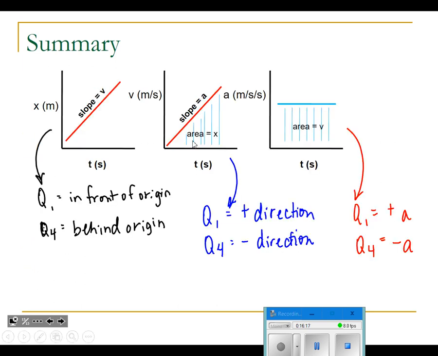This is a summary, and I probably will talk about this a little more in class. We'll talk a little bit about quadrants more in class, so remind me to do this in class.